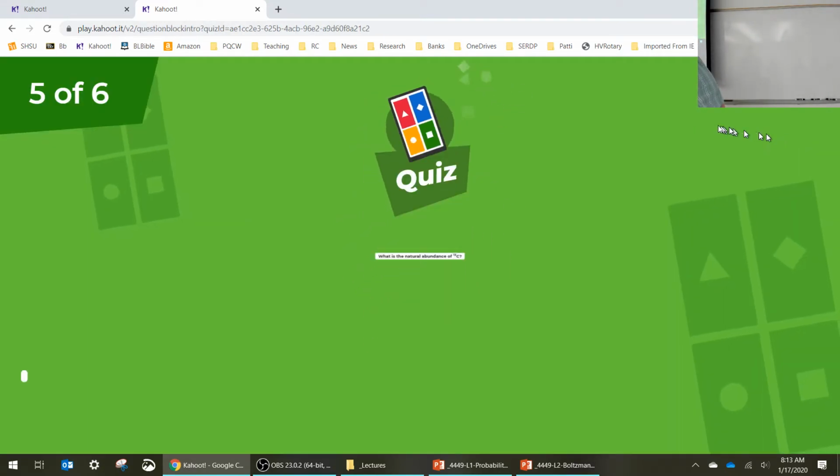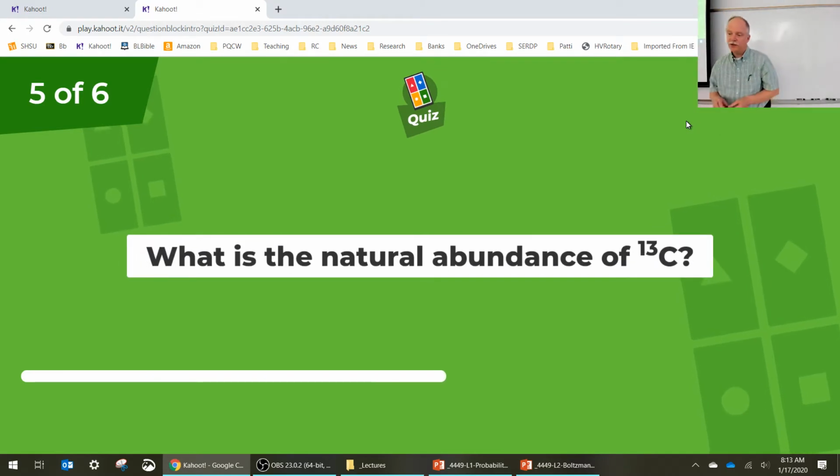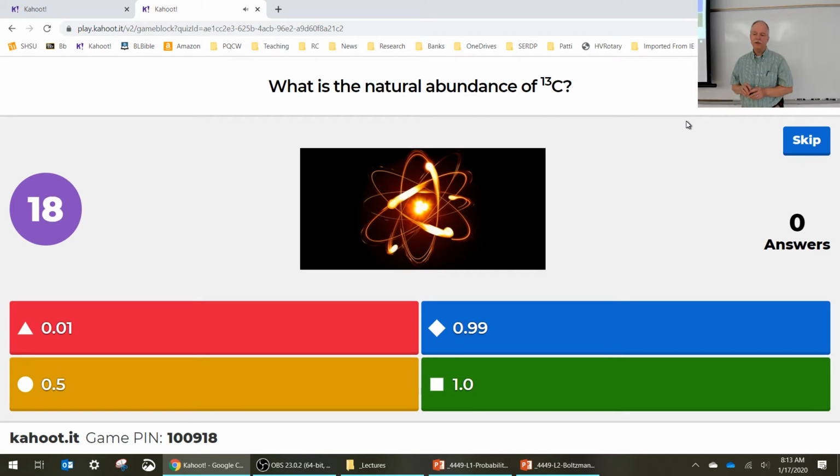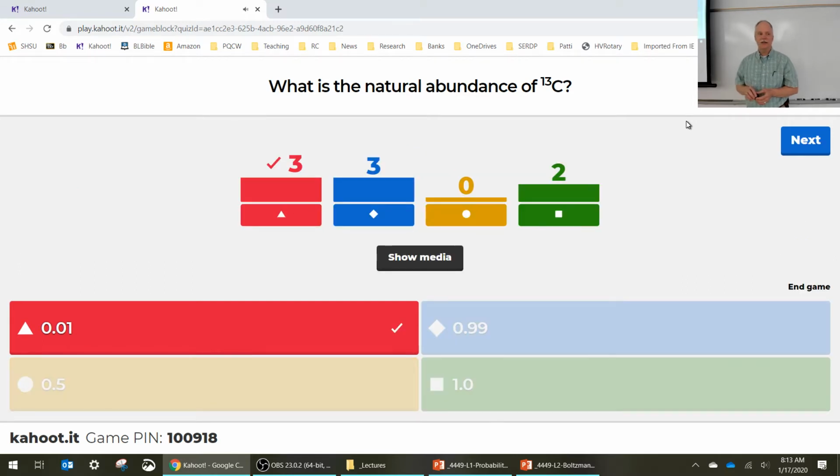Okay. Now let's bring this into chemistry. Do you know the natural abundance of carbon-13? What's the natural abundance of carbon-13? You guys from organic, you did the NMR, you saw the carbon-13 peak. Or mass spec, you see a carbon-13 peak.